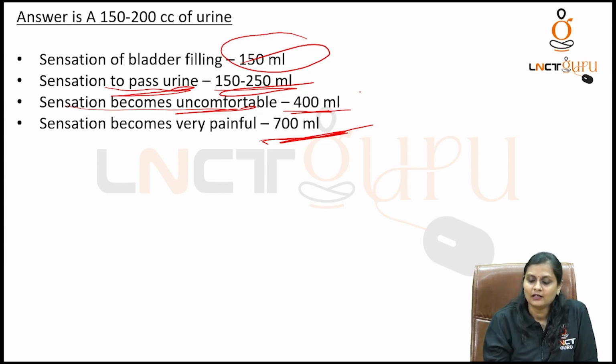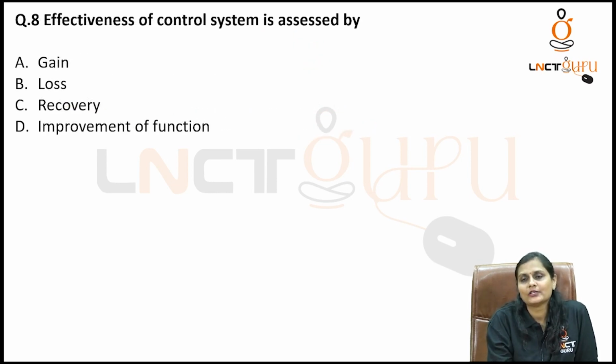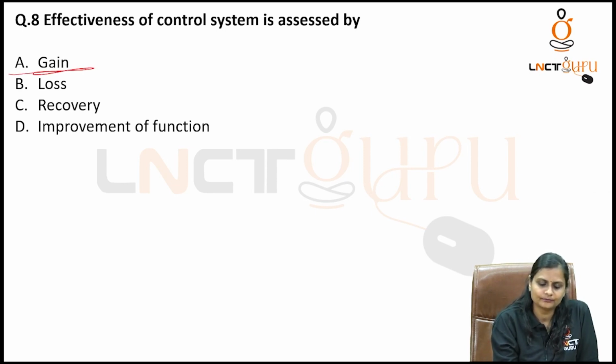Okay. Now we move on to the next question, that is question number 8, that is, effectiveness of the control system is assessed by. The options for this question are A, gain, B, loss, C, recovery, and D, improvement of the function. The answer for this question is the gain.